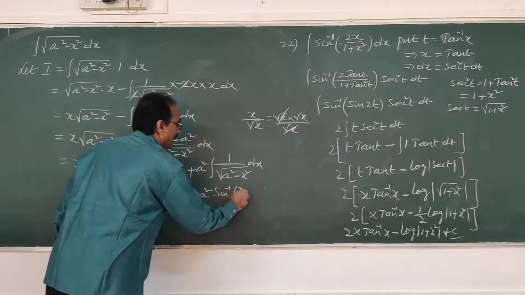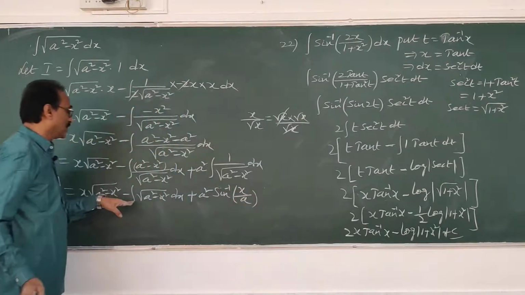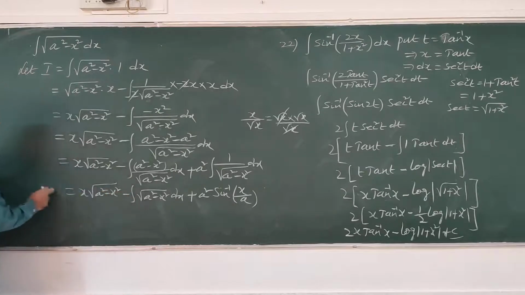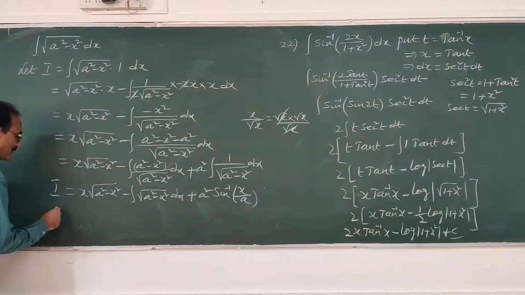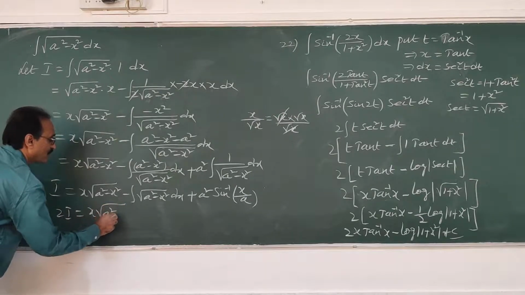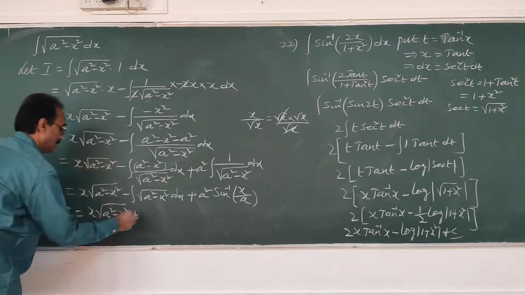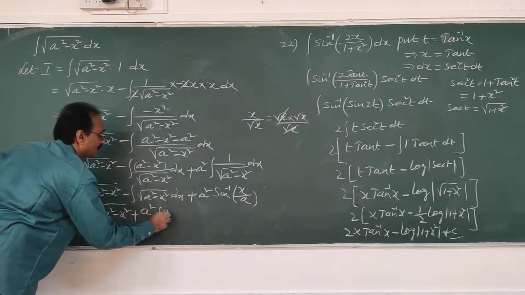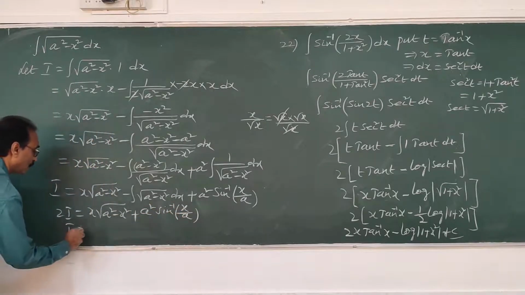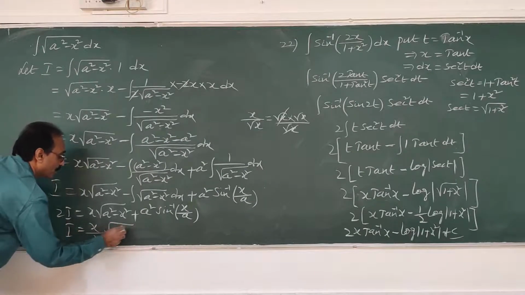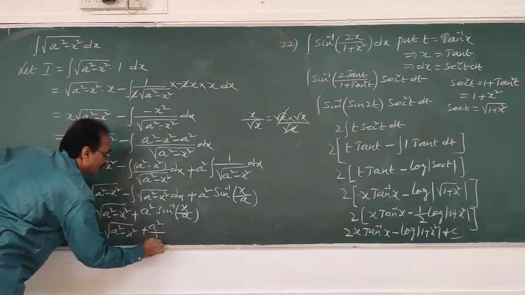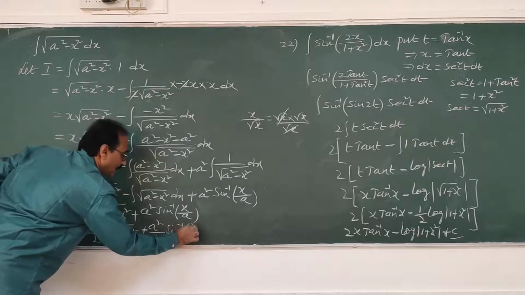In special functions we already studied sin inverse x by a. You write that, sin inverse x by a. Now what is this? Minus integral of root of a square minus x square, already we said this is I. This already I is there. If we bring it over, I plus I, 2I is equal to x into root of a square minus x square plus a square into sin inverse x by a. So finally, I is equal to x by 2 into root of a square minus x square plus a square by 2 sin inverse x by a plus c.